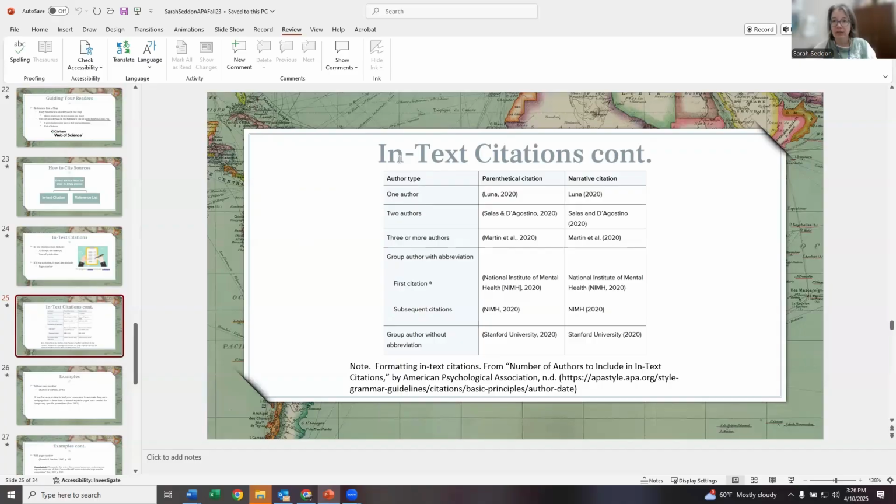So here are some examples of in-text citations and how they should look in your paper. We've got a few different types of examples. We've got one author, two author, three or more, and so on. And the other thing to pay attention to is they give you examples for both the parenthetical type as well as the narrative type. So that's something that can be useful.